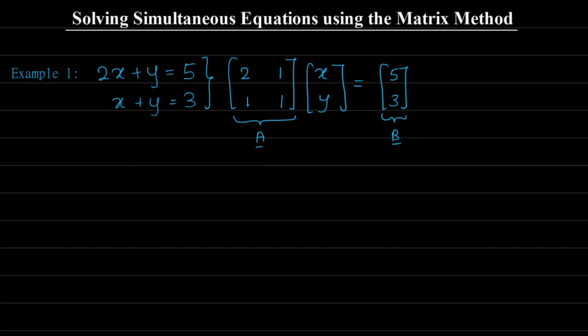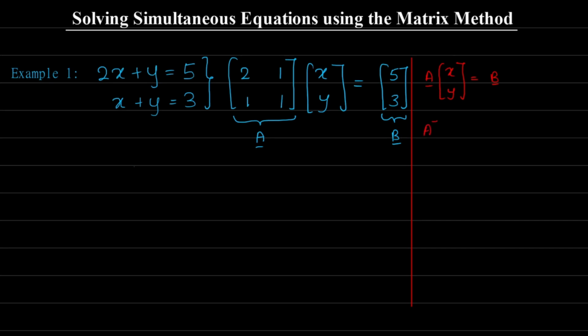Now let us understand how we can solve for this x and y matrix using matrix algebra. So if we rewrite this, we have matrix A into x, y equals matrix B. And now our goal is to have the xy matrix alone on one side of the equation and everything else on the opposite side so that we can solve for x and y. To do this, we multiply both sides by the inverse of A to get rid of A.